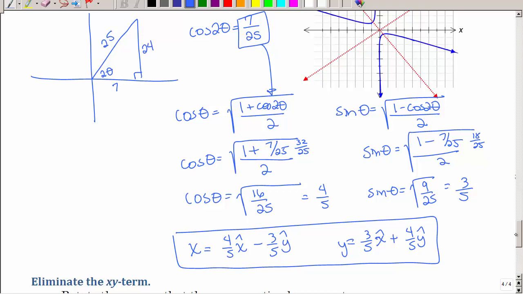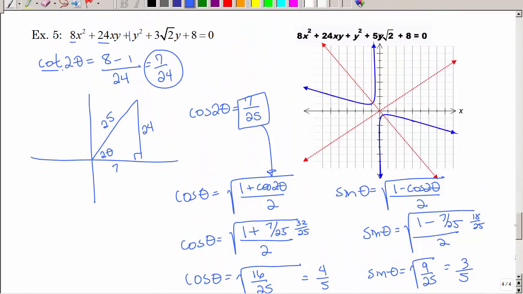Now, what is theta? I still don't know what it is. I could punch it into my calculator and say, well, theta is going to be the inverse sine of 3/5, whatever that angle is. And that's an approximation which might help me graph it later, but that's not what I'm looking for right now. I want to know those exact values for those rotation formulas.